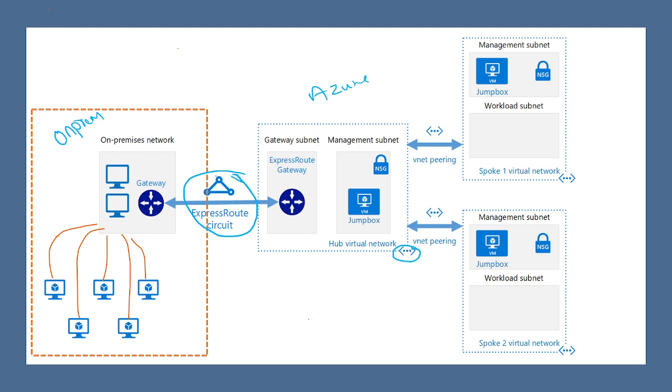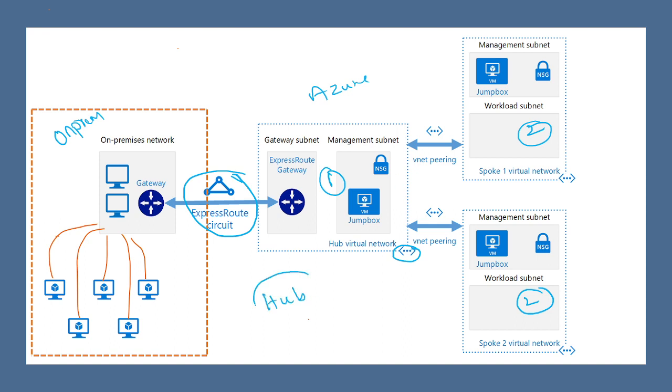And where does this Vnet peering come in, sir? See here, in Azure you have three Vnets. One is the hub Vnet, and these are called spoke Vnets. And I told you, between the two spoke Vnets there is no connectivity. So here what they are trying to do is the hub and spoke model.